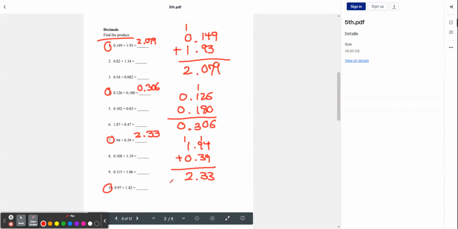Let's try 10. 0.97 plus 1.42. 2.39 is our answer.